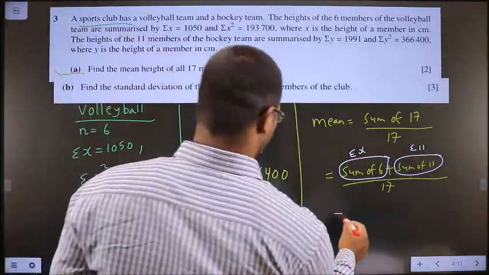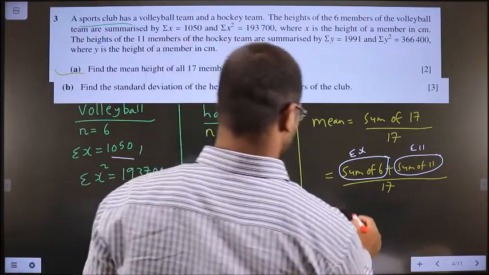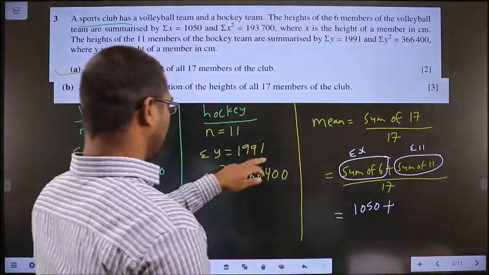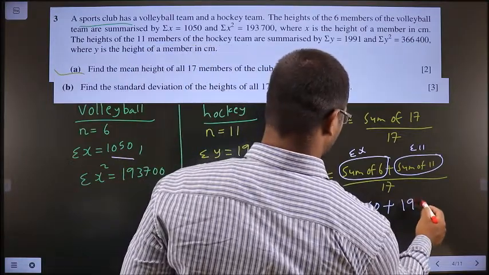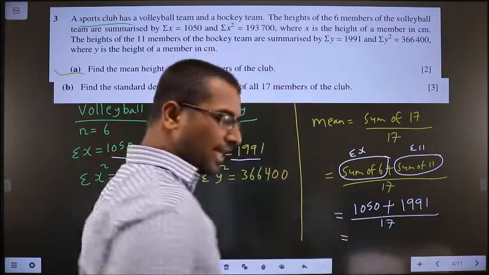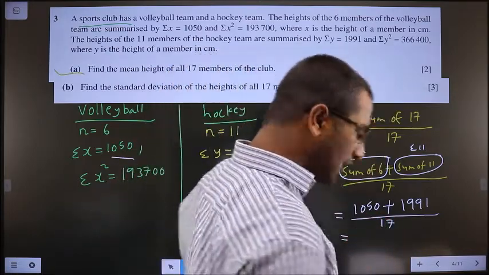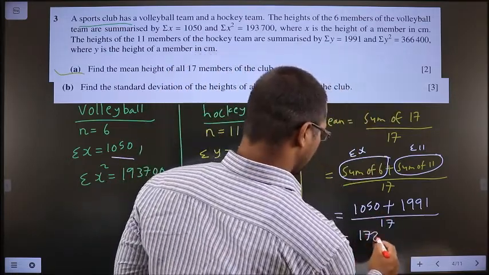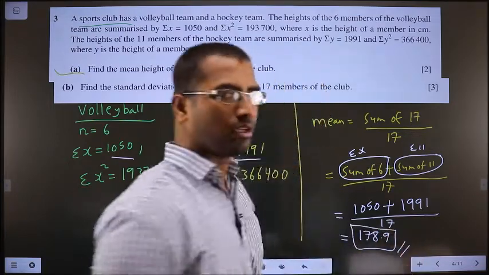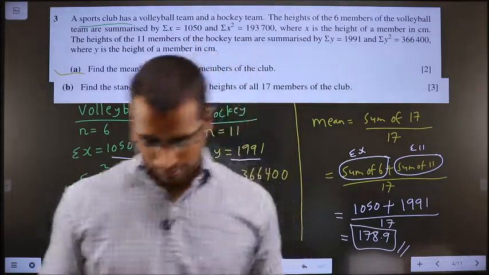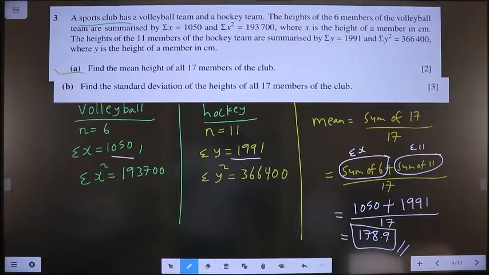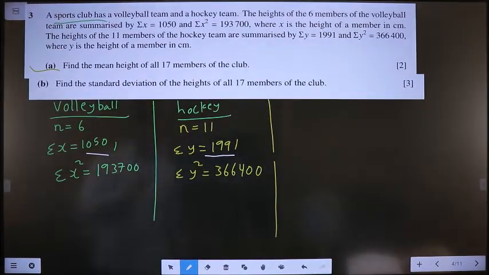So now sum of x given to us is 1050 plus sum of y given to us is 1991, by 17. Put this in the calculator. That will give you 178.9. Should be your answer. B1.